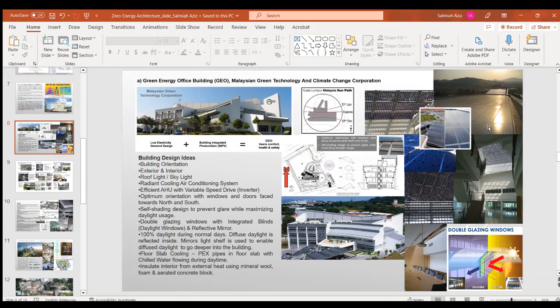photovoltaic panel, and inside the building also we can see there is an atrium where the material here is a photovoltaic panel, which is solar panel, and also at the main facade area, they are using solar panel as well to receive sunlight. Yeah, and also they are using double glazing windows.